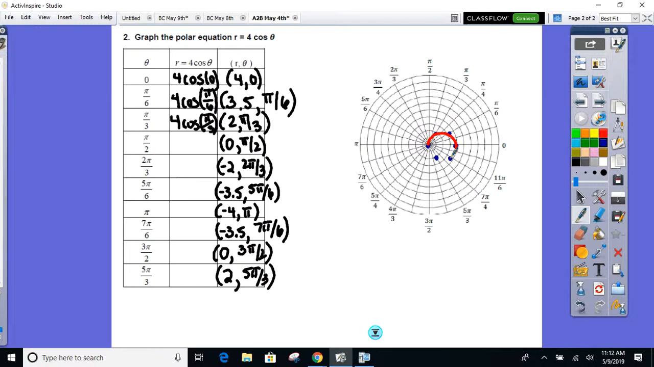And then guess what starts to happen now? Negative 4, pi. Here's pi, but negative 4 tells me opposite side. What have I already done? I already graphed that point at the beginning, right? What about negative 3.5, 7 pi over 6? Already graphed that point, because it's on the opposite side. Everyone's starting to see it's going to repeat. Repeat, repeat, repeat. Let's finish this up.